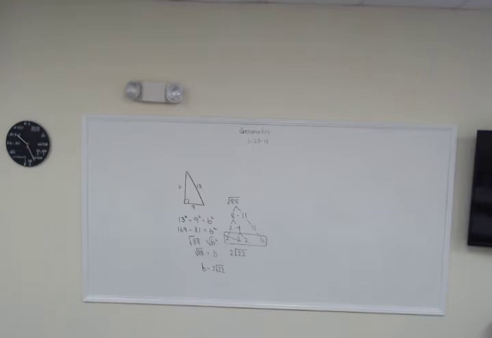5 squared plus 12 squared equals c squared. Just straight Pythagorean. When we have the 2 legs, it's just straight Pythagorean. Does that make sense, Marissa? 5 squared plus 12 squared equals c squared.